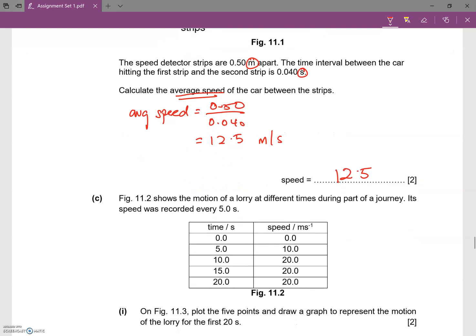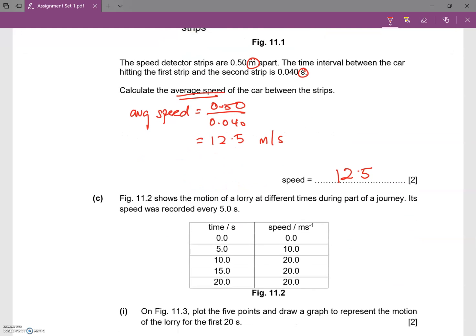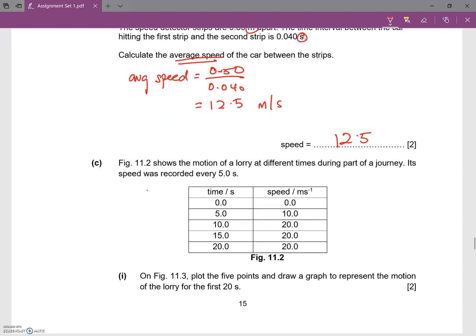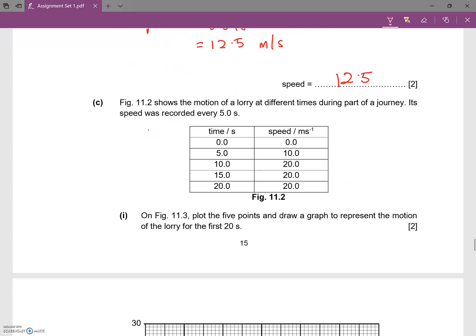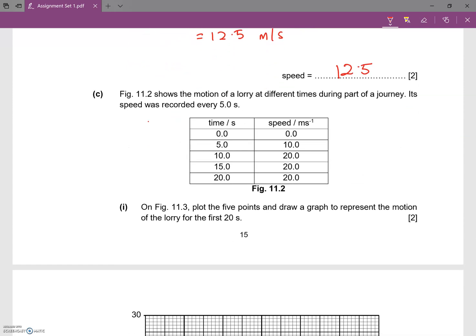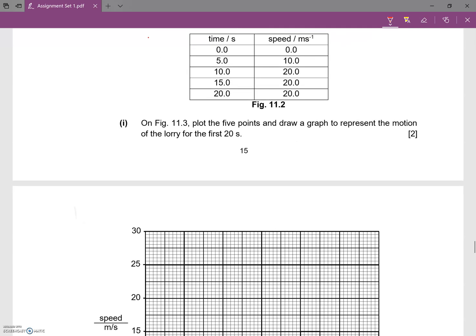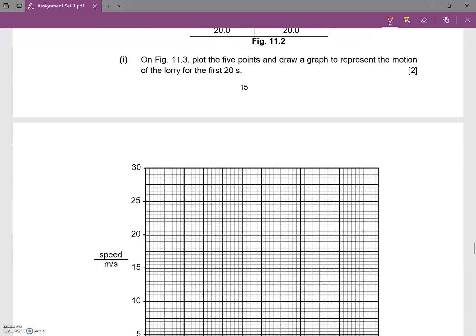Now, figure 11.2 shows the motion of a lorry at different time intervals during part of a journey. Its speed was recorded every 5 seconds. Now on figure 11.3, plot the 5 points and draw a graph to represent the motion of the lorry for the first 20 seconds. So let's just plot it.